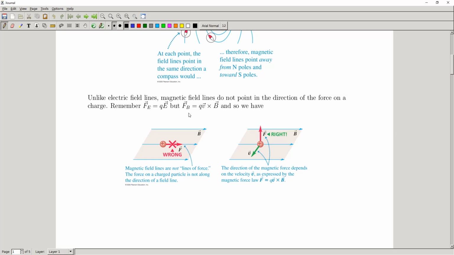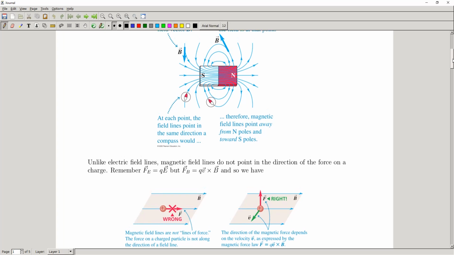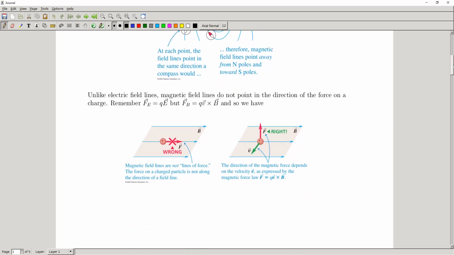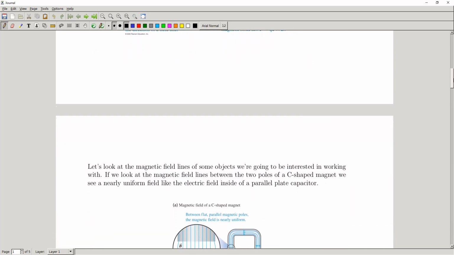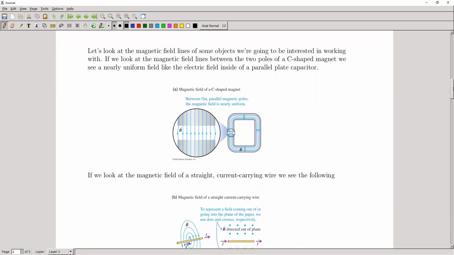But in the case of the magnetic field, our force is going to point in the direction of V cross B, right? And V cross B is going to point somehow out of the plane formed by V and B. And so definitely don't confuse these magnetic field lines for the direction in which any sort of force would be experienced. So that's one key distinction between the magnetic field lines and the electric field lines.